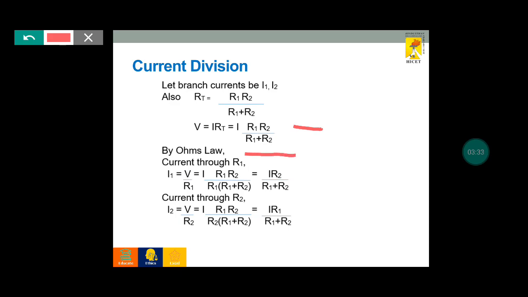By Ohm's law, the current through R1 is I1, where I1 equals V by R1, that's equal to I into R1 into R2 by R1 into R1 plus R2. Cancelling this R1, we get I into R2 by R1 plus R2. Same way, the current through R2 is I2, I2 equals V by R2, that is equal to I into R1 into R2 by R2 into R1 plus R2. Cancelling R2 and R2, it is I into R1 by R1 plus R2.